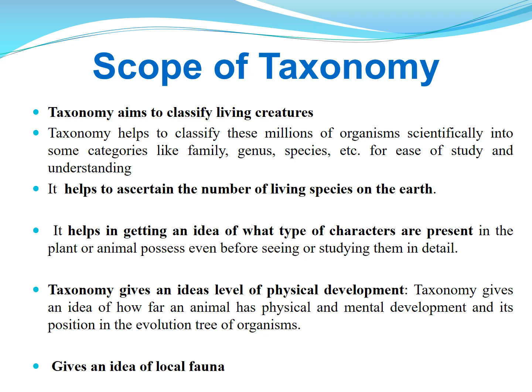What is the scope of taxonomy? Taxonomy aims to classify living creatures. It helps to ascertain the number of living species on earth. It helps in getting an idea about the characteristics present. Taxonomy gives an idea of physical development. It gives an idea of local fauna and flora for the organisms studied based on taxonomic research.